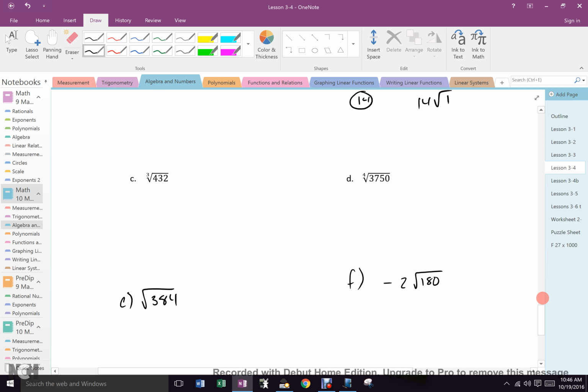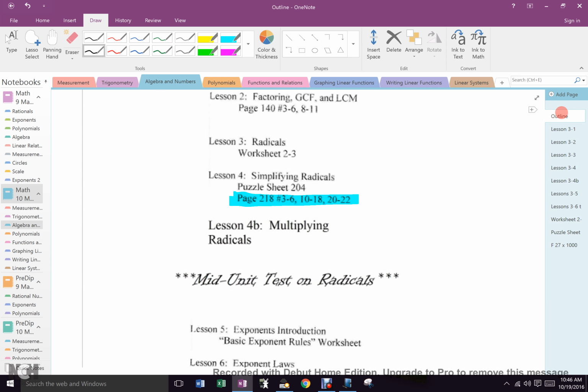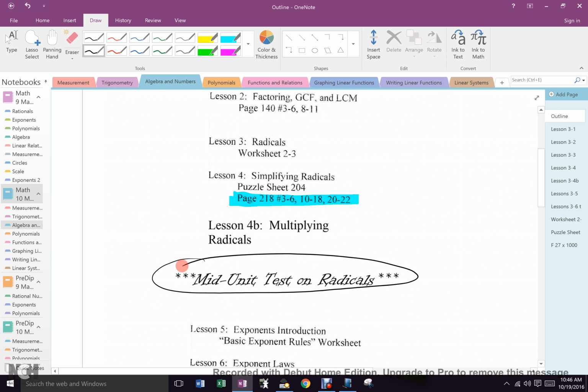So now you guys finish that off and then you work on whatever the textbook page was, 218. Please notice on your outline this. You guys are smart kids. Exponents are related to radicals. Radicals are related to exponents. If I gave you everything together, the test at the end of this unit would be big enough to choke a horse. So I do this little middle test on radicals only.